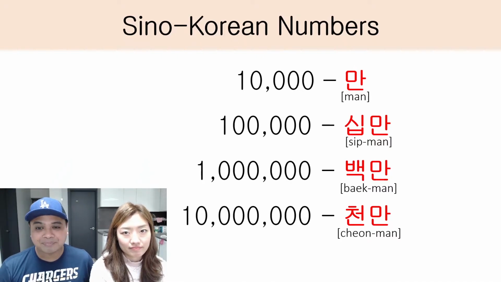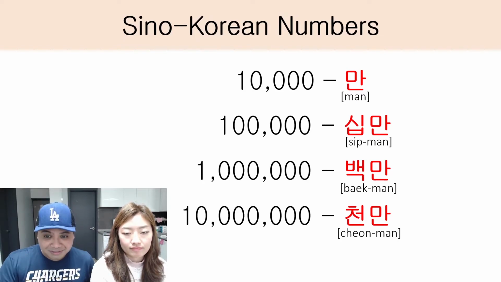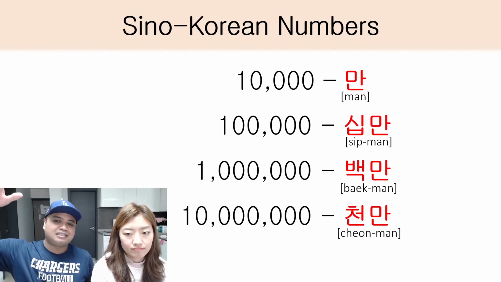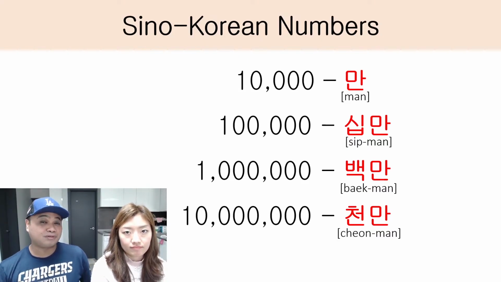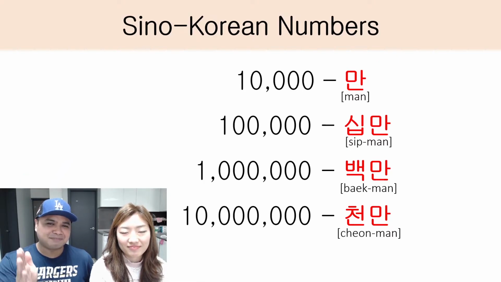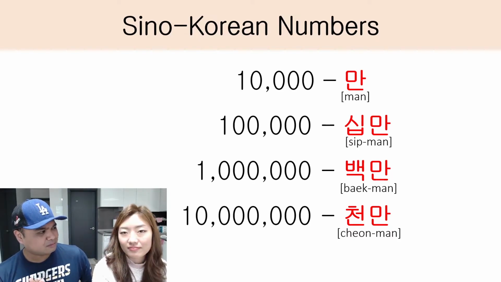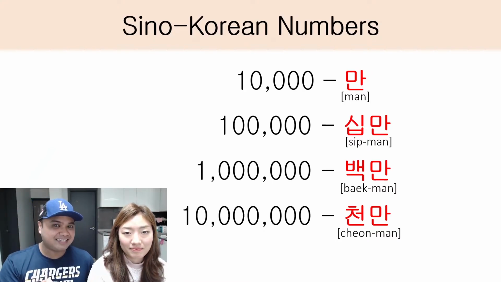That's the only way. So to say 10,000 again is man. 100,000 is shipman, 10 10,000s. To say 1 million, 100 10,000s, 백만. The next counter I think is ok, which is after 100. There's a special word for 100 million. I don't think you're gonna use that number, so we're not gonna practice it. But just keep in mind to say 100 million, it's ok.